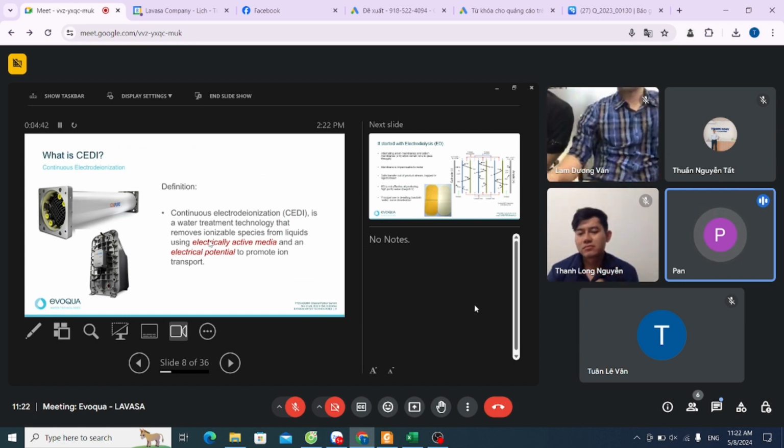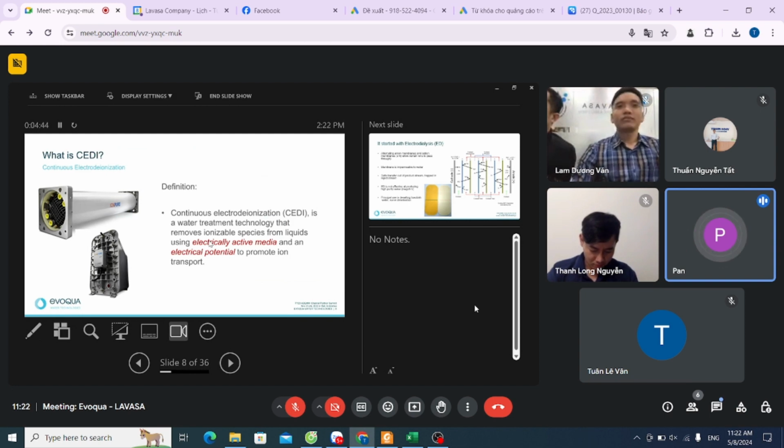So RO and EDI are different technologies. For RO it's like a filter paper, like coffee, and then I have a high pressure pump. I pump water through. For EDI, no.